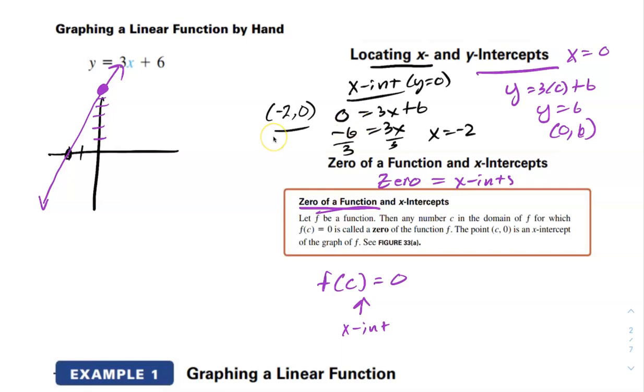So the zero of this function is right there, -2. Because f of -2 equals 0, right? I get the point (-2, 0). So that's the zero of the function.